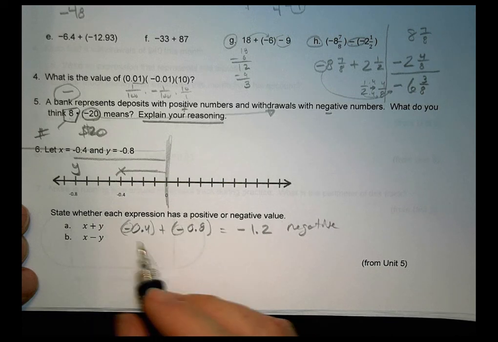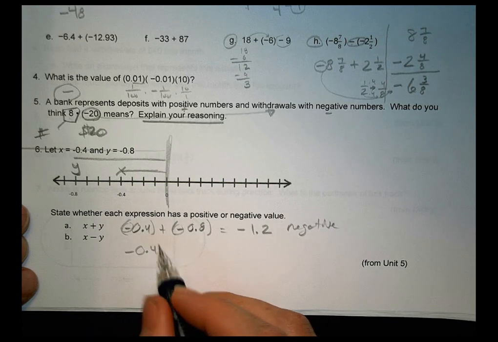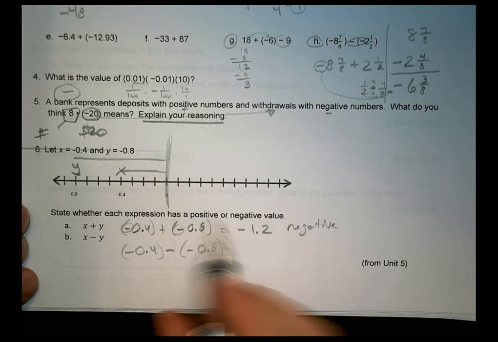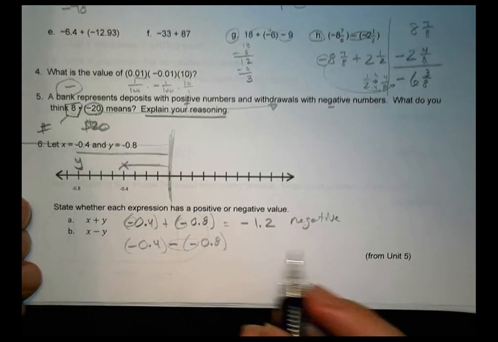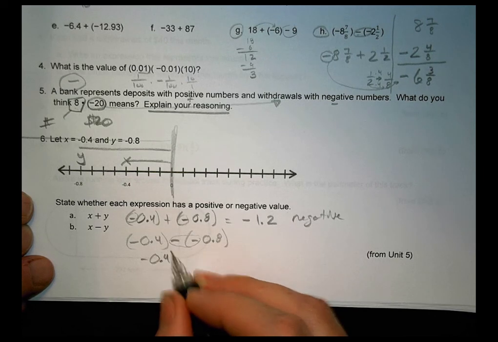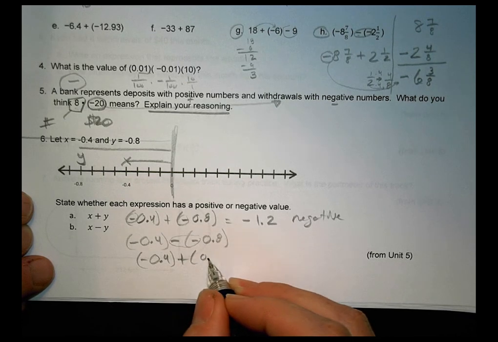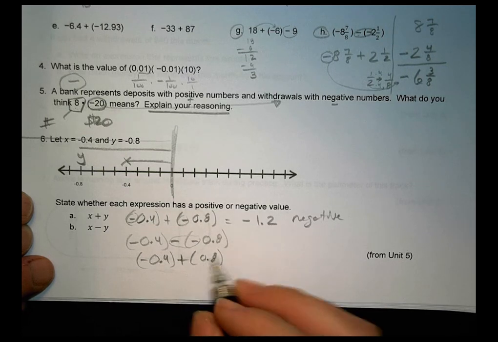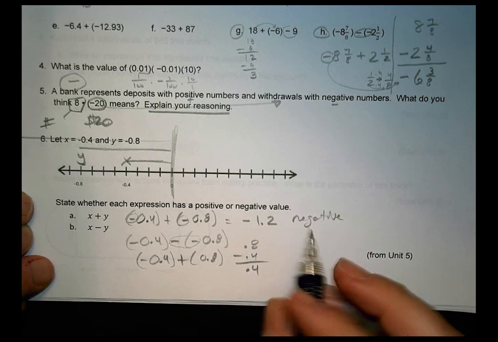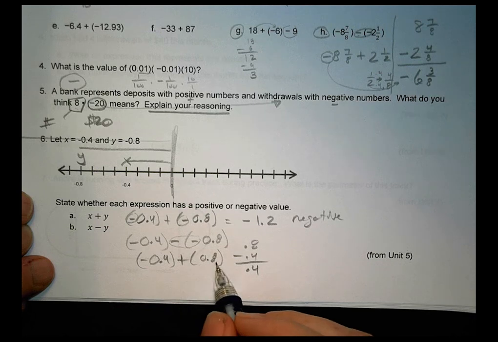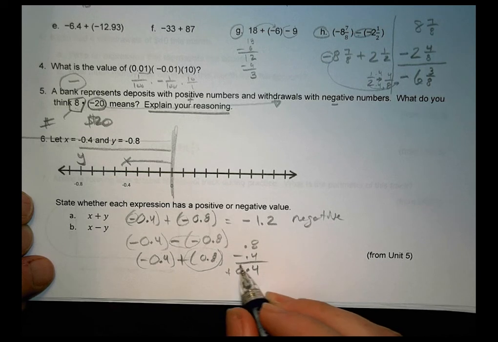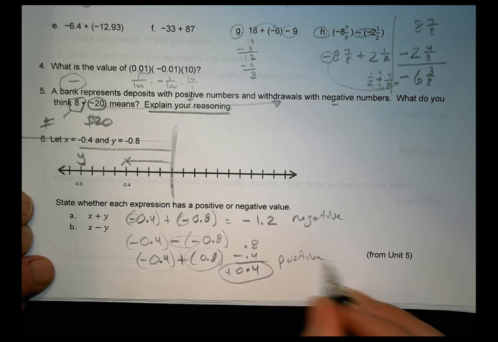And over here, x minus y, well again, negative 0.4 minus, in this case here, a negative 0.8. What happens when we subtract a negative number? We add. So we end up looking like negative 0.4 plus 0.8. When I rewrite that, now the signs are different, so I find the difference. I do 0.8 minus 0.4, and that becomes 0.4. But which number is larger in value, 8/10 or 4/10? Well, the 8/10 is, and that now is positive, so I'd have a positive 0.4. And that's it for number 6.